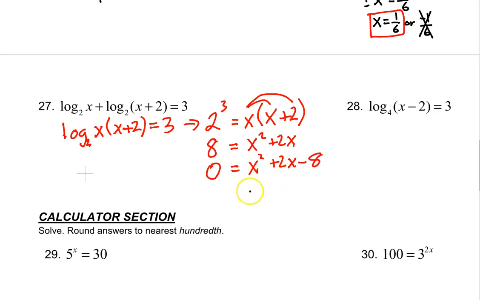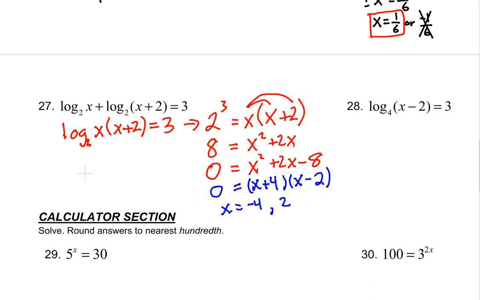And then go ahead and solve this using any method. Factoring is probably the fastest. So what multiplies to negative 8 and adds to 2? That'll be 4 and 2, with 4 being positive and 2 being negative, because 4 minus 2 is positive 2, which means our two answers are going to be negative 4 and then positive 2.